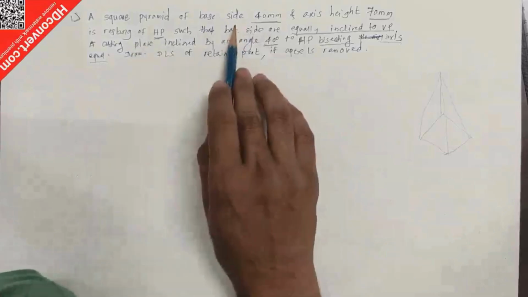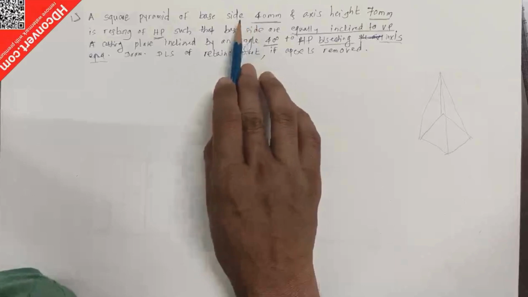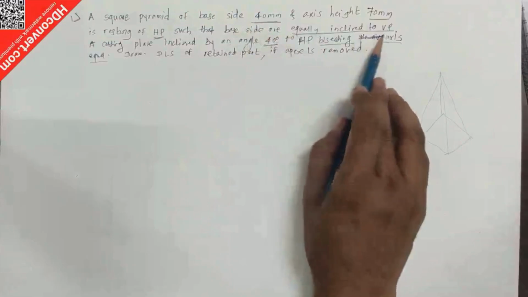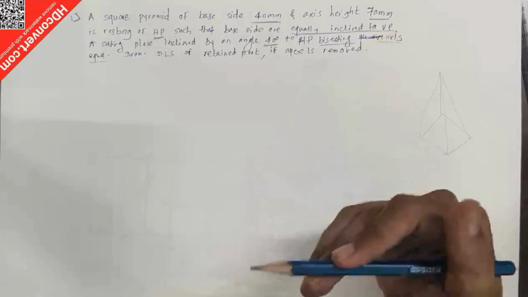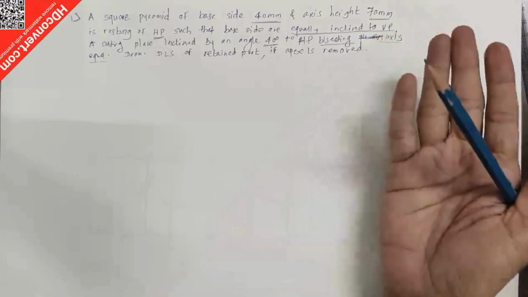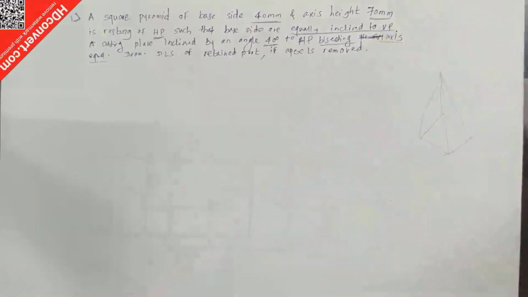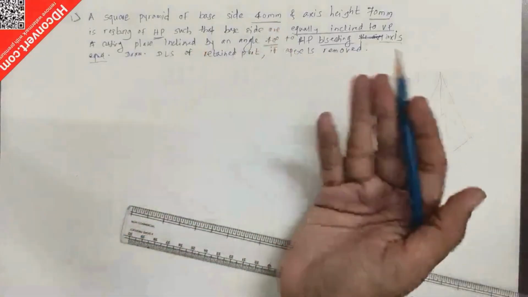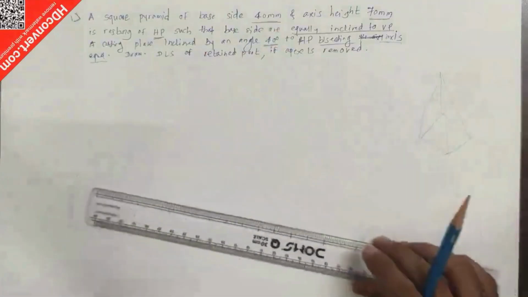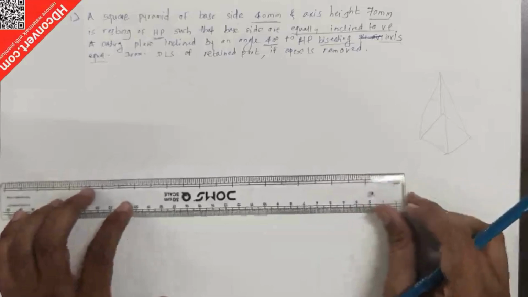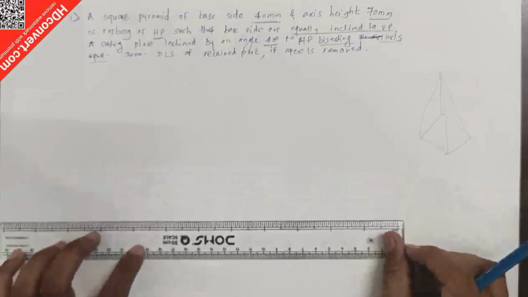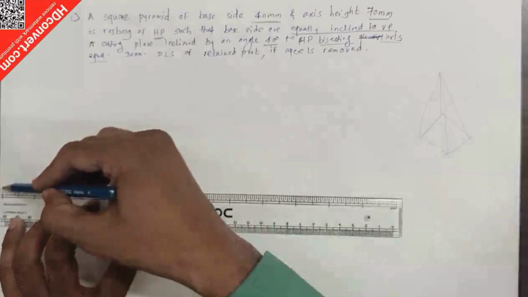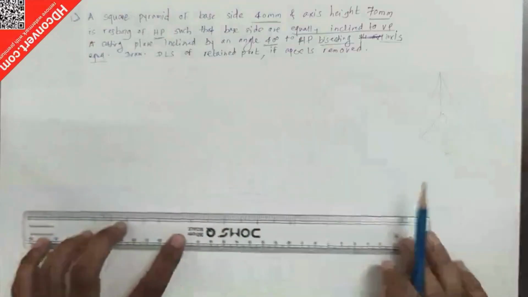So here the top view is nothing but a square, but what is the condition? Base sides are equally inclined to VP. Whenever we discuss inclined to VP, parallel to VP, or perpendicular to VP, in that case the sides should be parallel to the XY line, perpendicular to the XY line, or equally inclined to the XY line. The XY line is nothing but a reference line where we have to draw the problem. So first I draw the reference line over here like this. That should be a faint line.